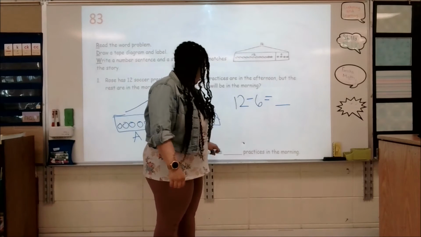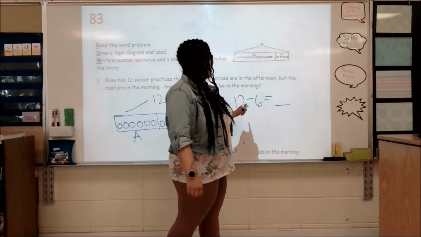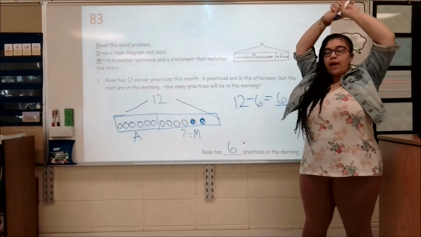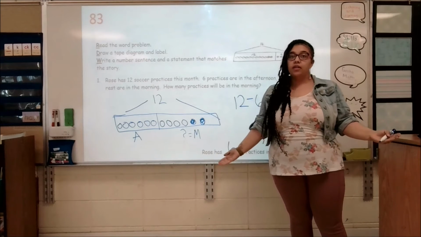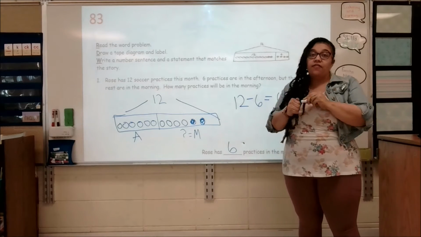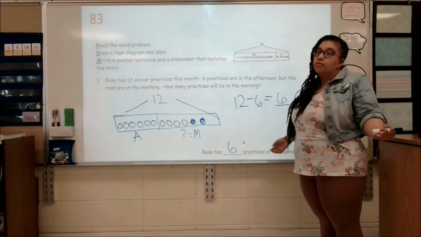6. Rose has 6 practices in the morning. 12 minus 6 is equal to 6. 12 practices, 6 in the afternoon, the rest are in the morning, leaves us with 6 morning practices. So it's pretty fair. I mean, her practices were split in half between morning and afternoon. Makes sense to me. Yeah.